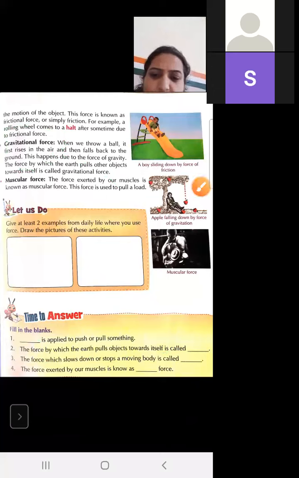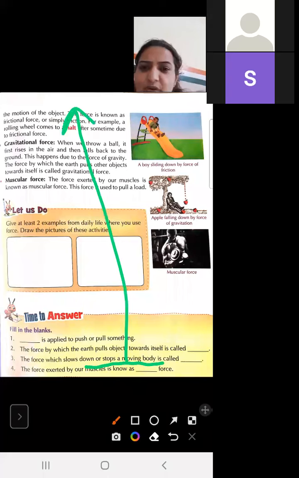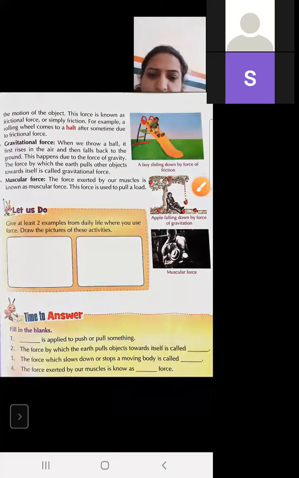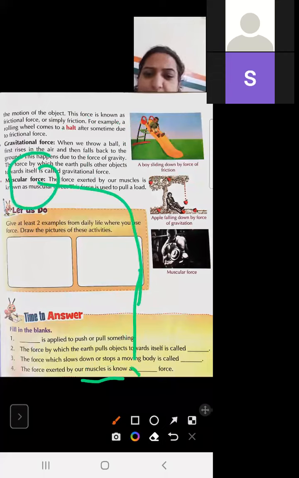The force which slows down or stops a moving body. किसी भी चीज को कौन सा फोर्स रोकता है? This is force of friction. So the force exerted by our muscles is known as muscular force. So this is muscular force.